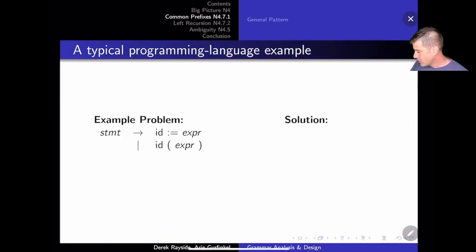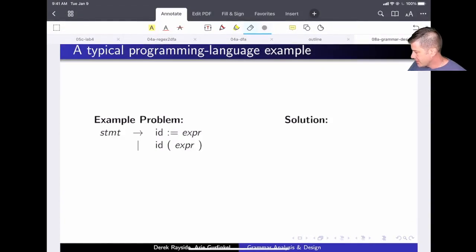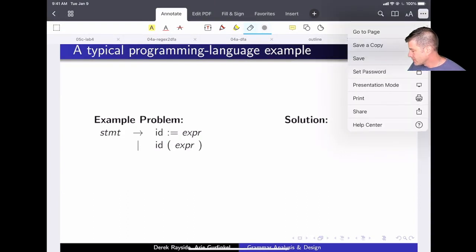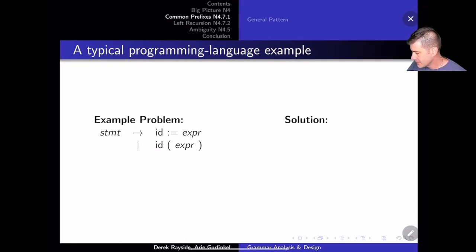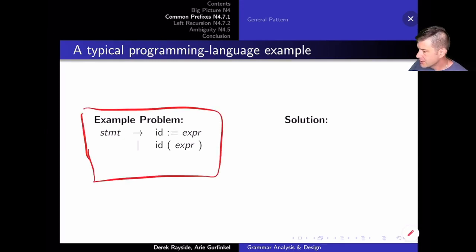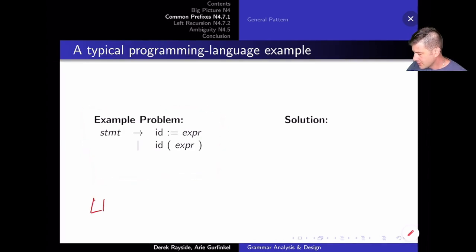Okay, so the common prefixes. This is an example. Say I have a part of my language, I have a grammar that looks like the one over here. And so here I'm going to stop and ask a question and wait for you to answer. Is this grammar LL1? And if it is not LL1, why is it not LL1?